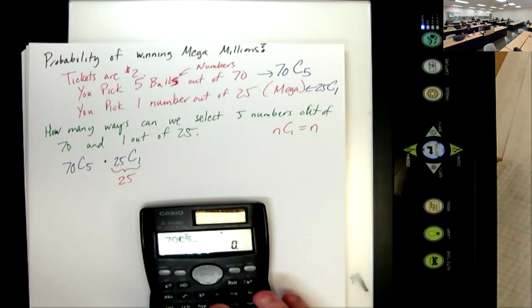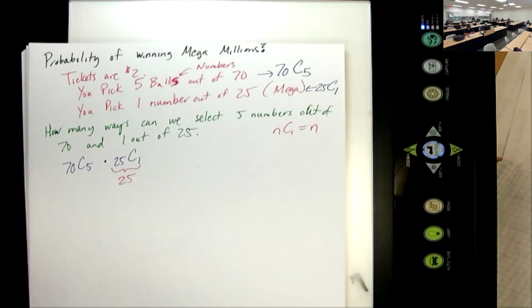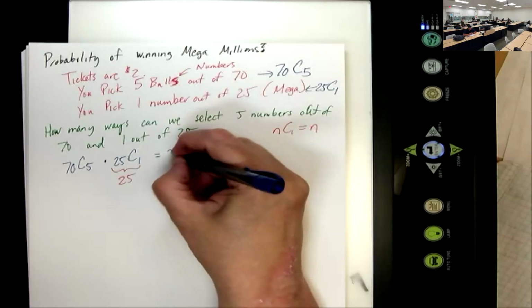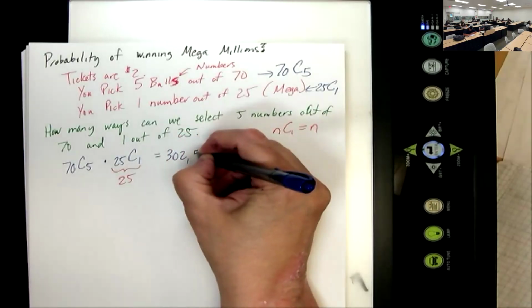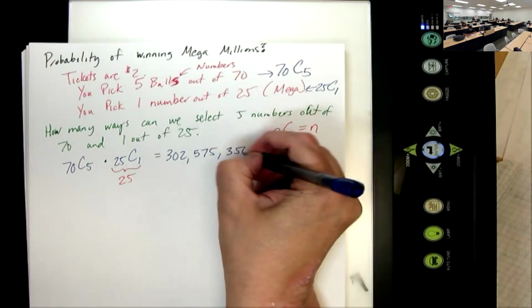So 70 C 5 times 25. I am getting, when I multiply that out, 302,575,350 ways.